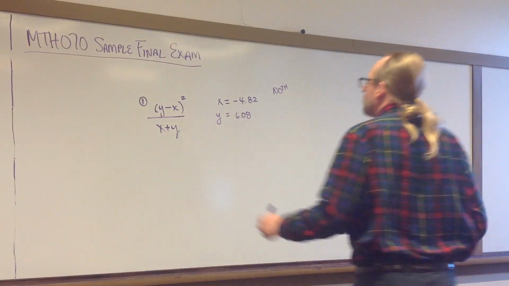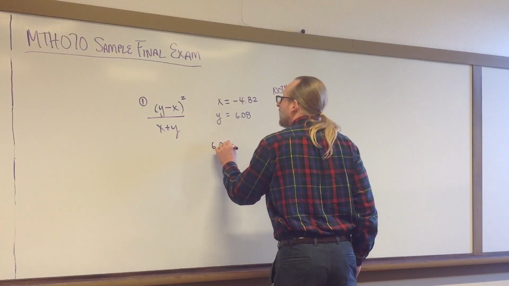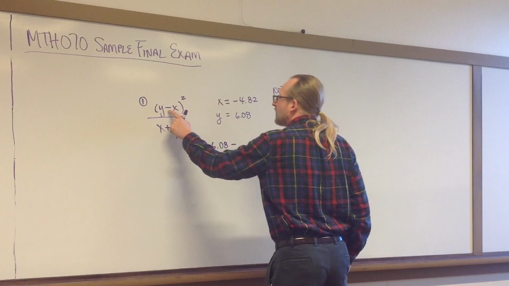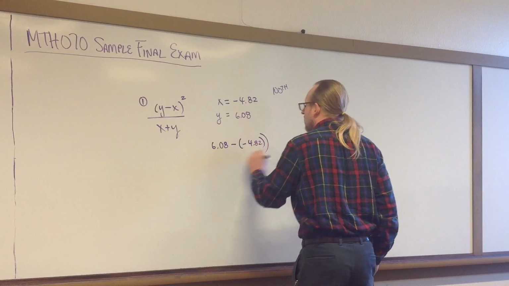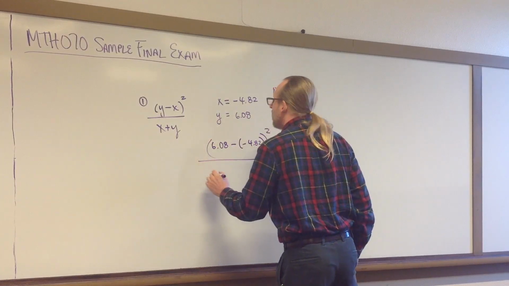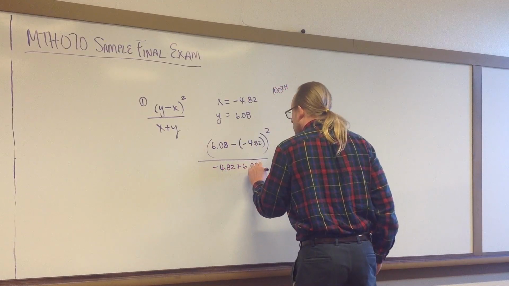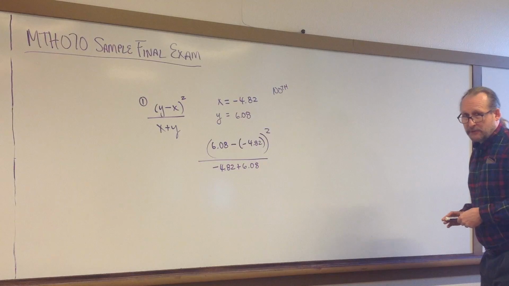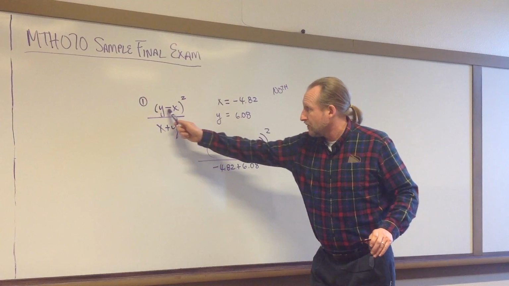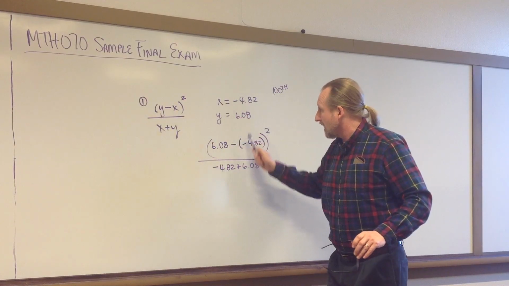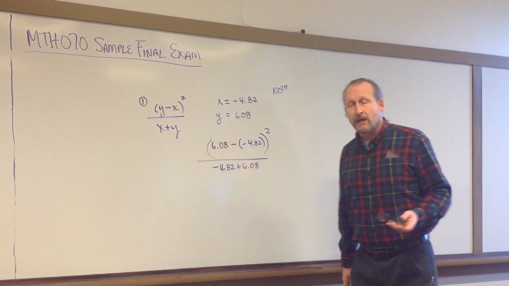Let's get the calculator out. Well, first let me write this down. We've got 6.08 minus negative 4.82, then that's all getting squared, and then x plus y. A couple things to point out. This minus sign comes from the formula, but this negative sign comes from the value of x. It's important that there are 2 of them, because this will then become addition.